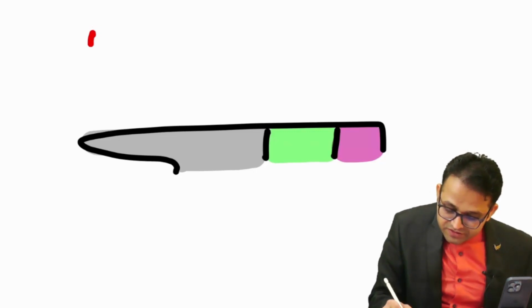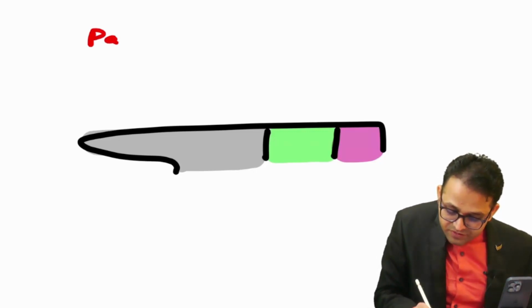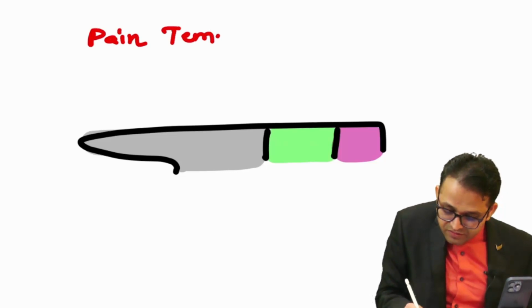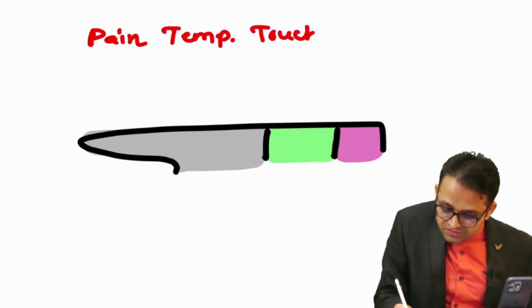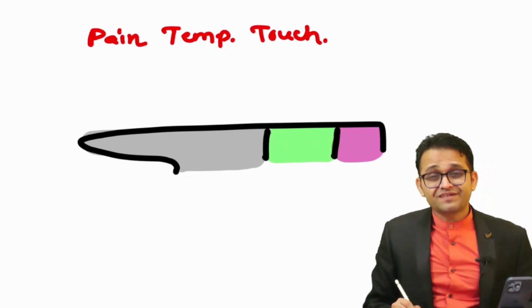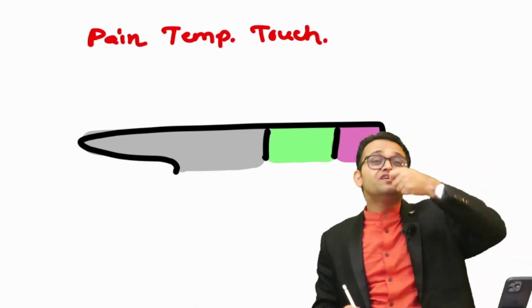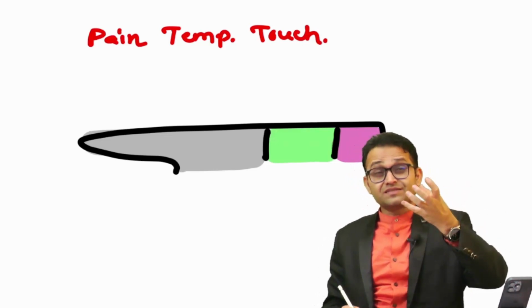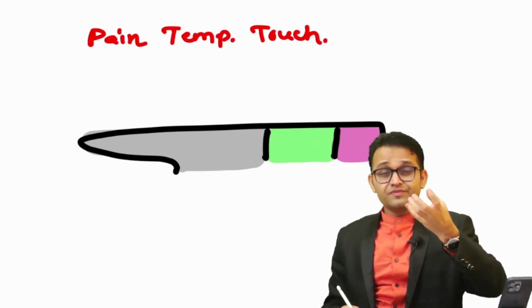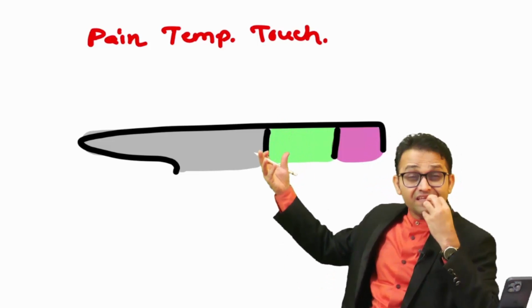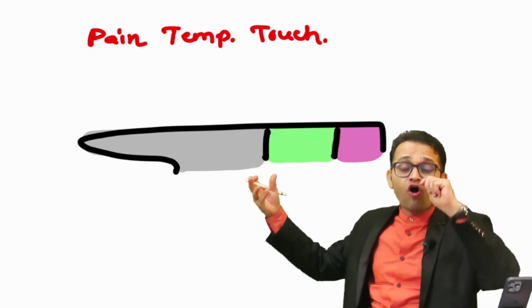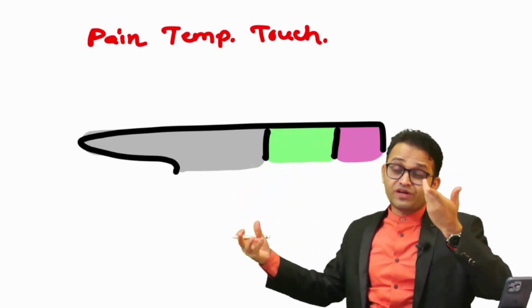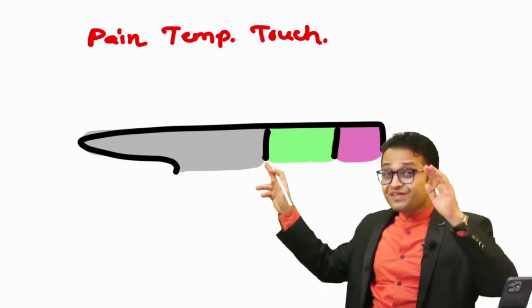Catch this point, understand this point, make the concept: pain, temperature, touch. Yes or no? Yes, sir. When you drop hot coffee on the tongue, the tongue will tell you it is hot. Yes, it will tell about the pain in the tongue. There will be pain when hot coffee comes, and you can also know touch. So the tongue is carrying the general sensation.